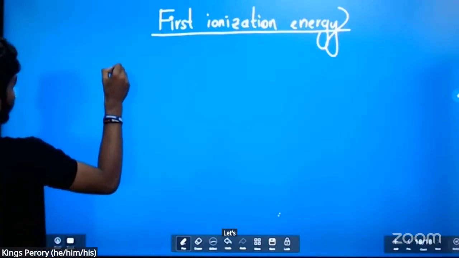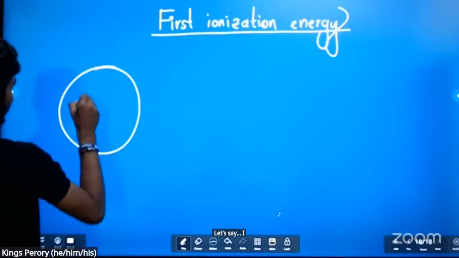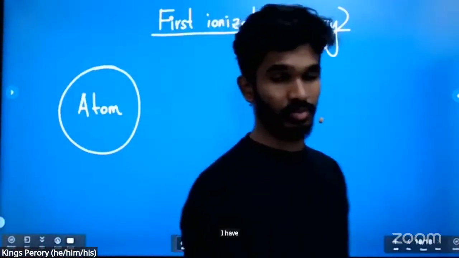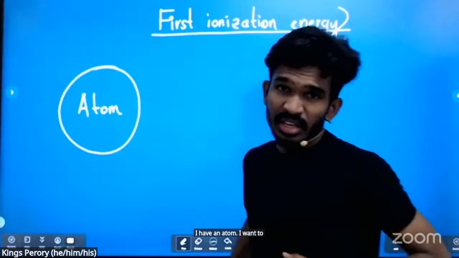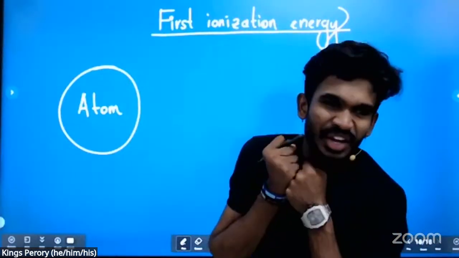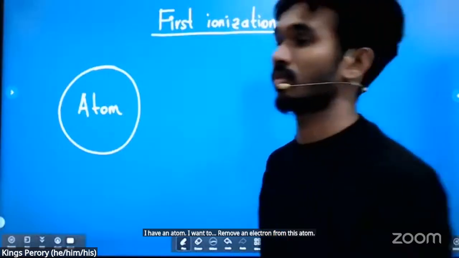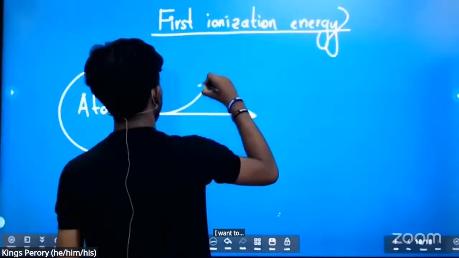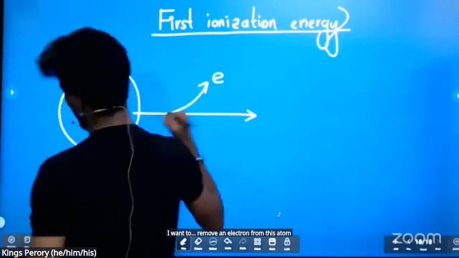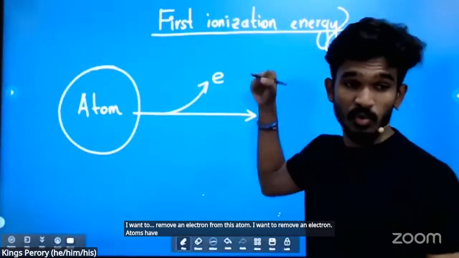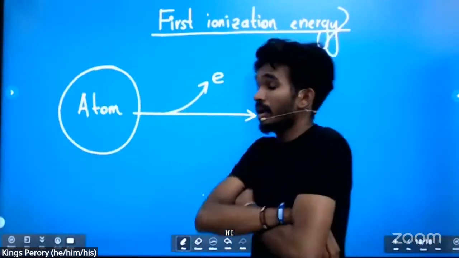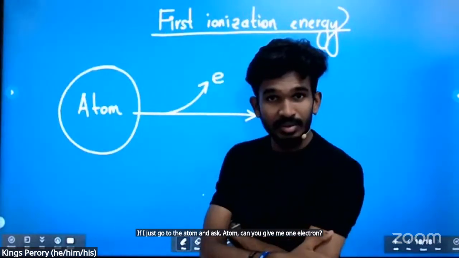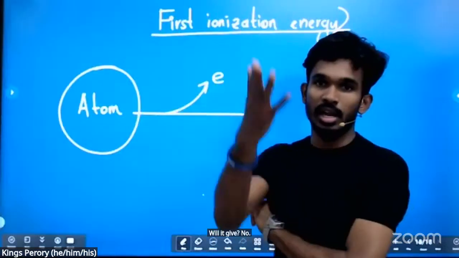Let's say I have an atom. I want to remove an electron from this atom. Atoms have electrons. If I just go to the atom and ask, atom, can you give me one electron? Will it give? No. Atoms are like your siblings.